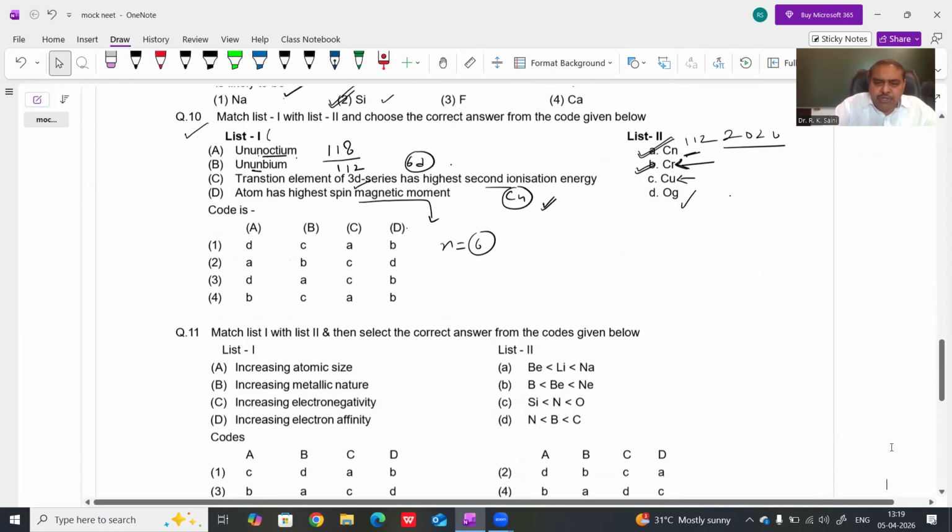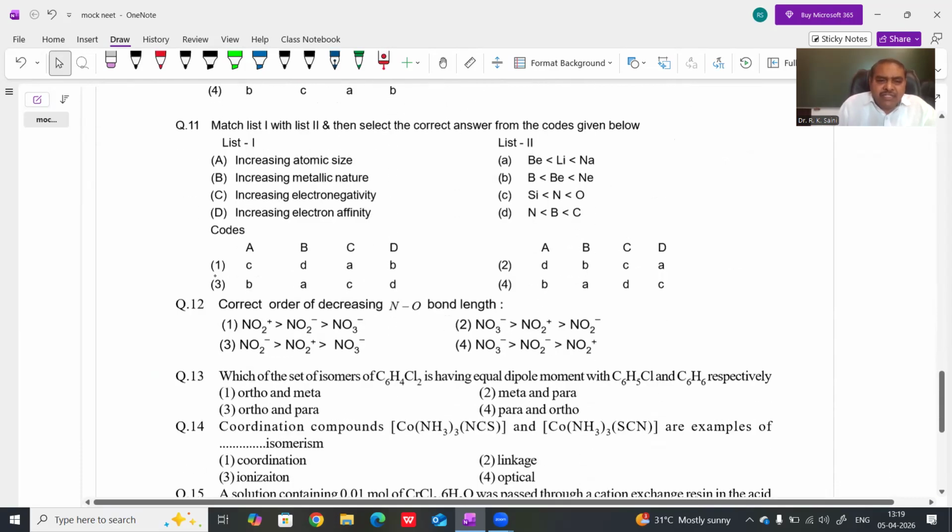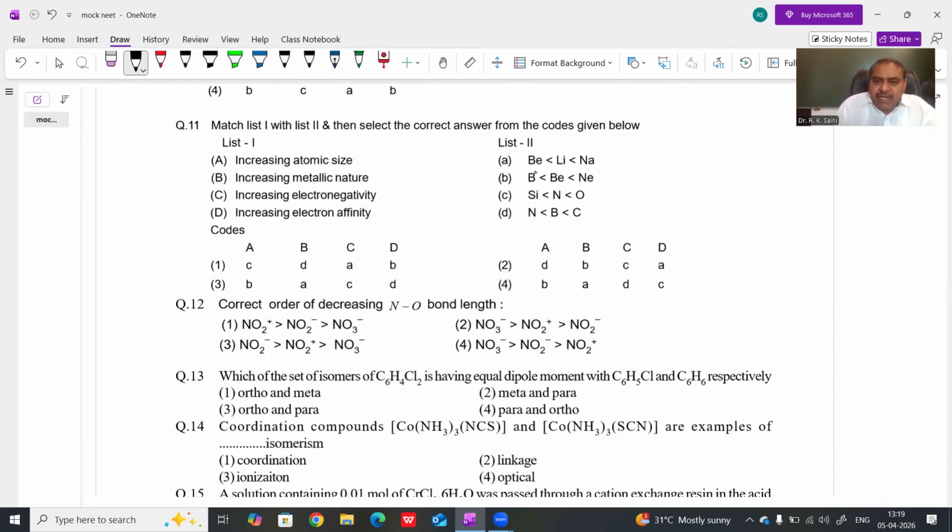Question number 11 is also taken from the periodic table. Increasing atomic size may be first or second, but increasing metallic character: the metallic nature increases in the first option because neon is not a metal. So increasing metallic nature is related to the first, and increasing atomic size is related to option B. Increasing electronegativity is related to C, and increasing electron affinity.